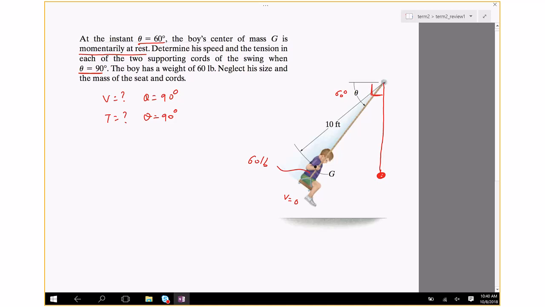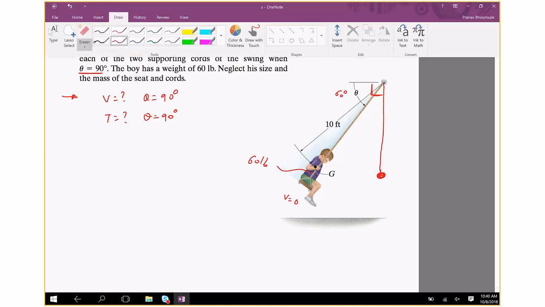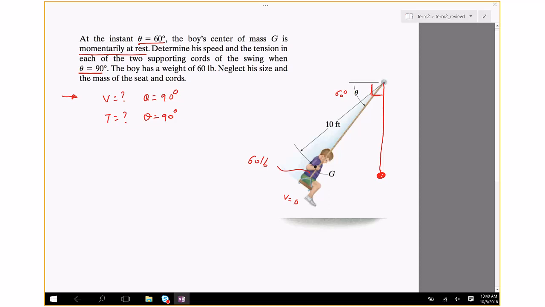Okay, so let's look at the first part. Can you talk with the student near you and see what principle you'll apply to solve for the first part? I'll give the answer in like 30 seconds. So it could be 2A, 2B, 3A, 3B, or 4. Okay, talk to your neighbor, see what principle you apply for part 1. How to find velocity when theta is 90 degrees.